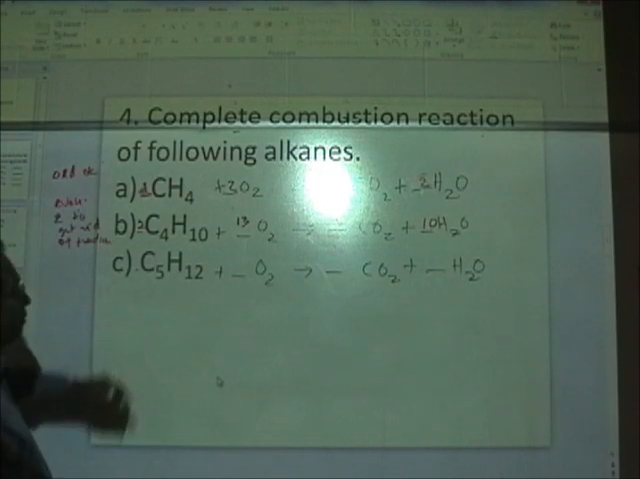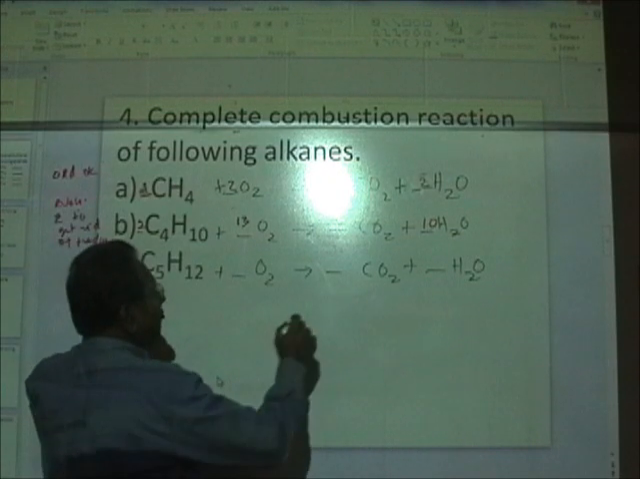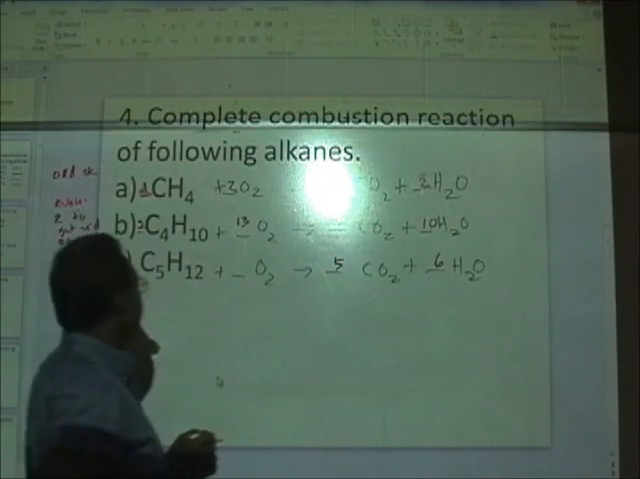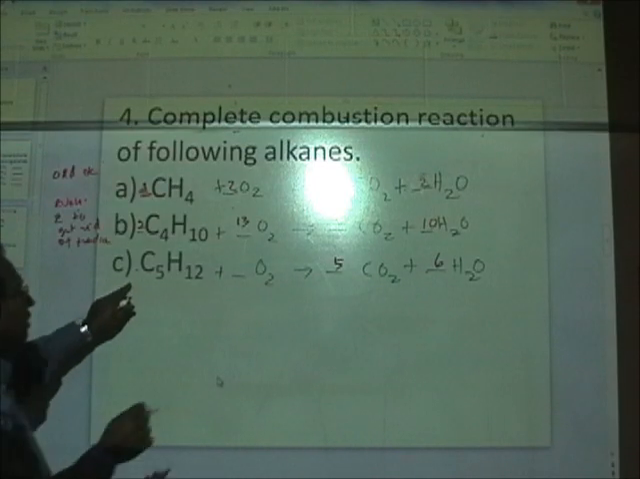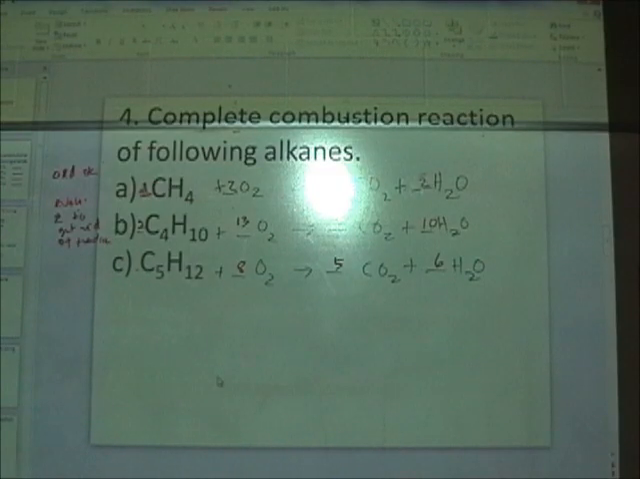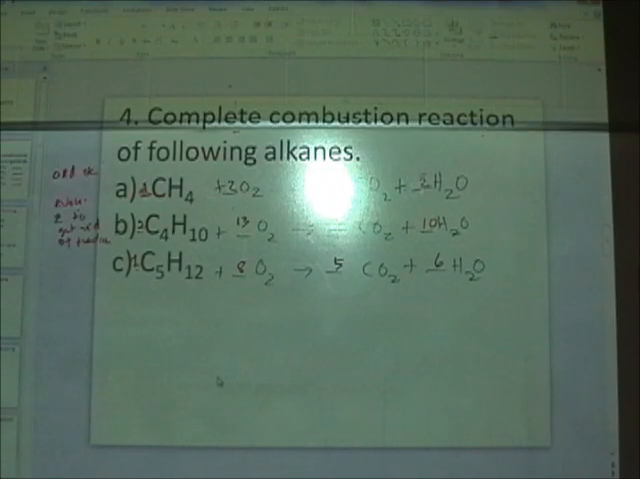Okay, now this one doesn't have a problem. Why? It's odd. Now I got it, even and odd. Correct. All right. This is going to be 5. That's going to be 6. Right? And 10 plus is going to be 8. You say? Okay, now you guys are masters of balancing combustion reactions, right? No?